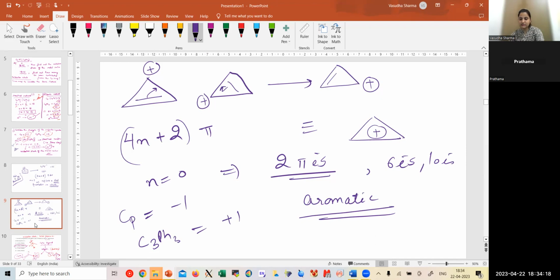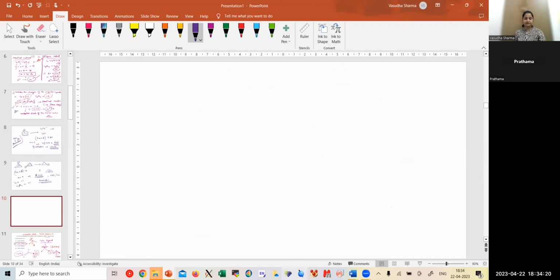Similarly, if I will ask what this system is having, so this is a quad system. Which one pi bond is contributing one electron?